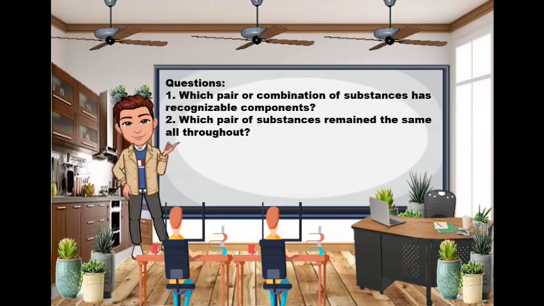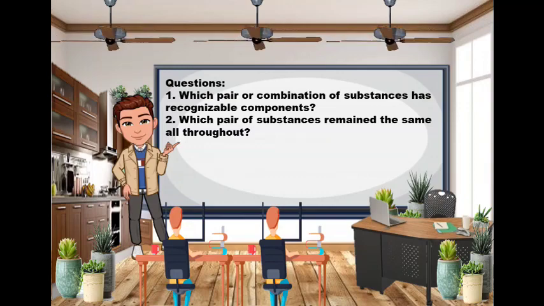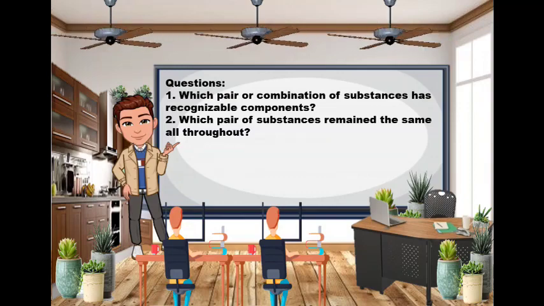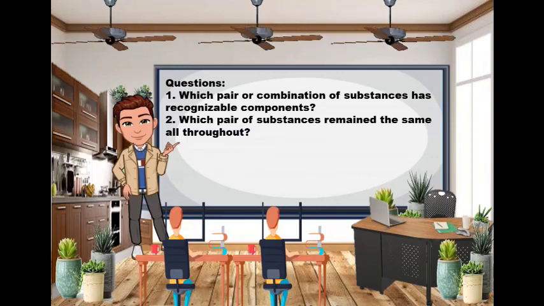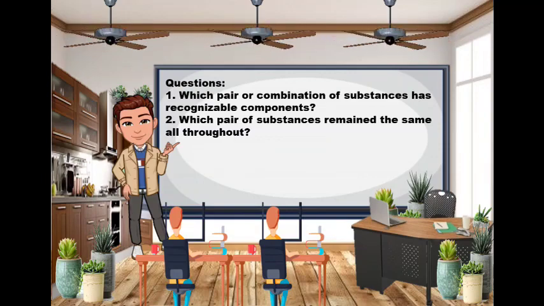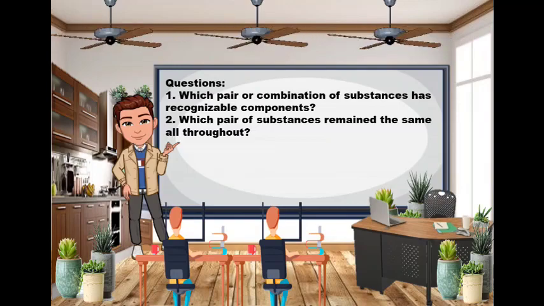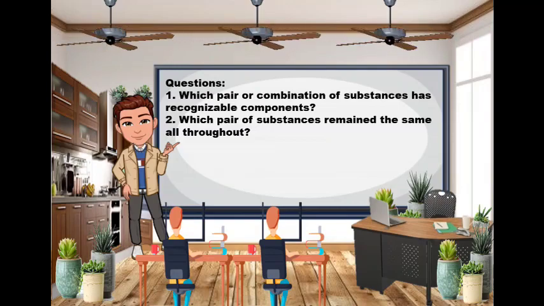Okay, I have here 2 questions for you to answer. Which pair or combination of substances has recognizable components? And next, which pair of substances remain the same all throughout? So we will find the answer as we continue to our lesson.